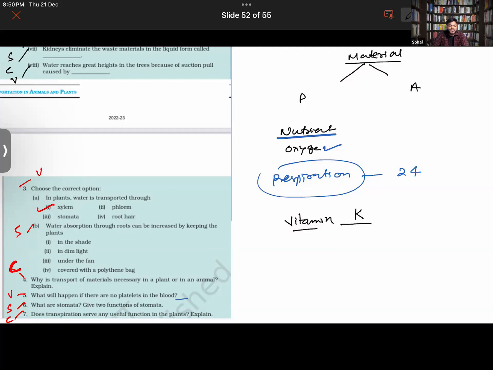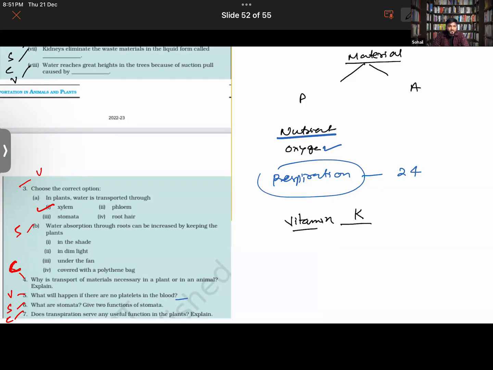Stomata, basically, are the pores found on the surfaces of the leaves, right? And they help in the exchange of gases, namely carbon dioxide and oxygen. So one of their functions is exchanging gases. What is the other function? Transpiration. They help in transpiration of plants. Exactly. Right.